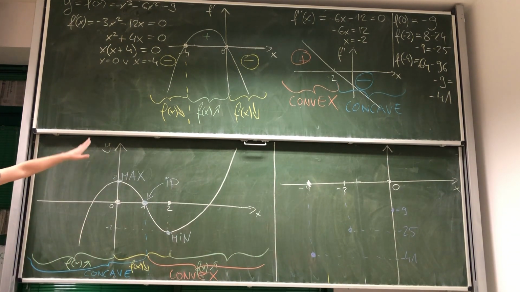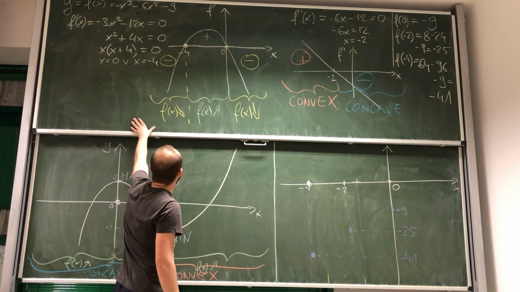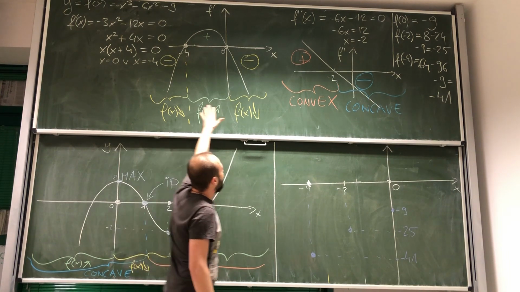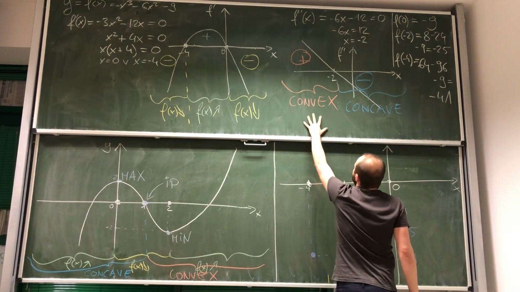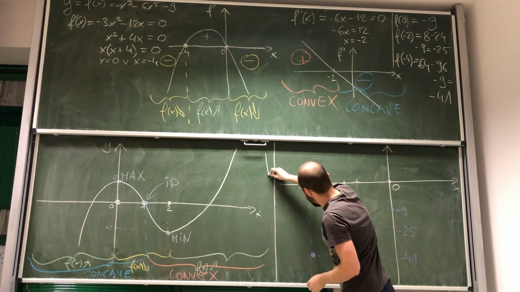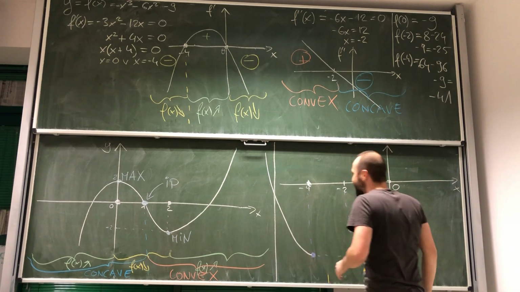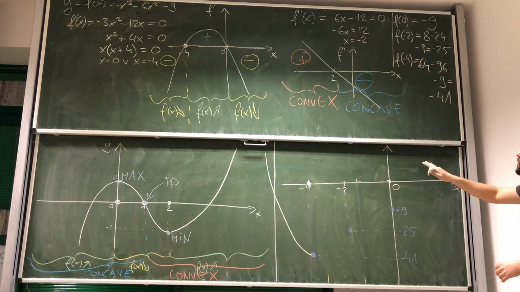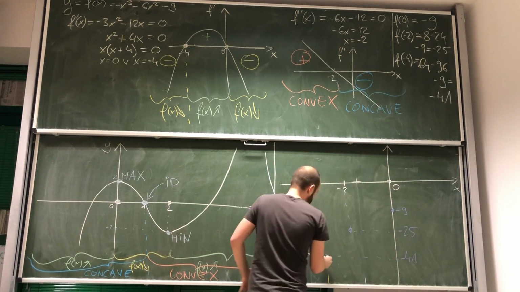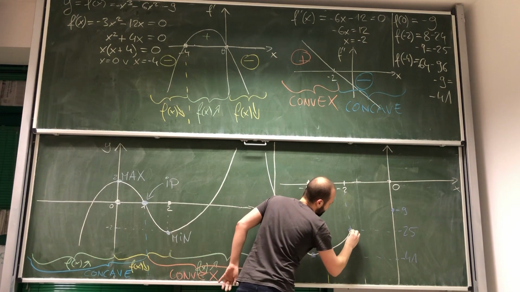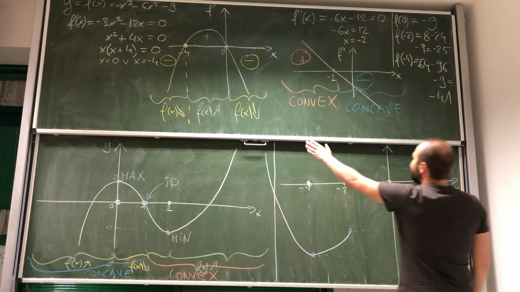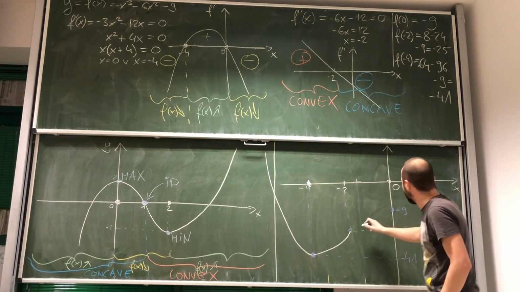Look, from negative infinity to negative 4, the function is decreasing in a convex manner, which means that the function will look here like this. Then the function starts to increase, but still in a convex manner, which means that it's gonna look like that. Then the function is still increasing, but now in a concave manner.